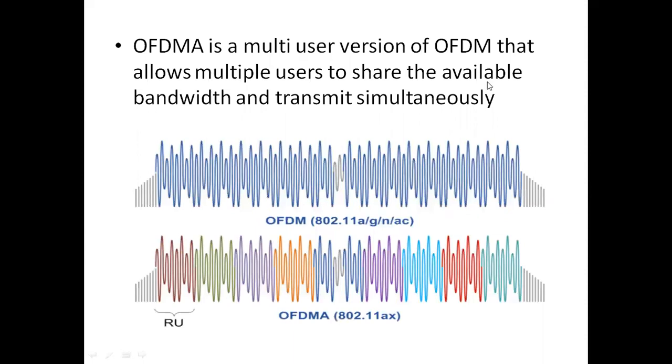So OFDMA is a multi-user version of OFDM. We know OFDMA serves multiple users at a time. So that allows multiple users to share the available bandwidth and transmit simultaneously. Okay, so this is the difference between OFDM and OFDMA. OFDM is 802.11ac. OFDMA is 802.11ax.